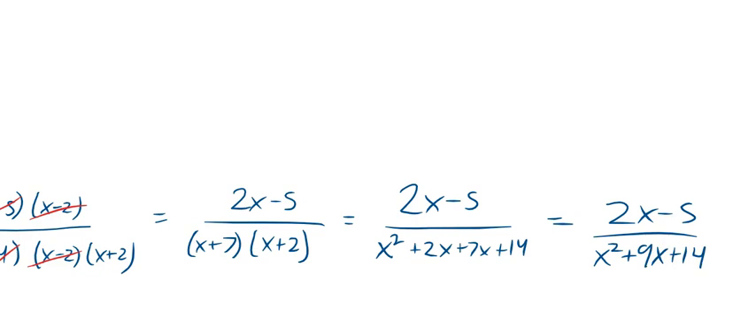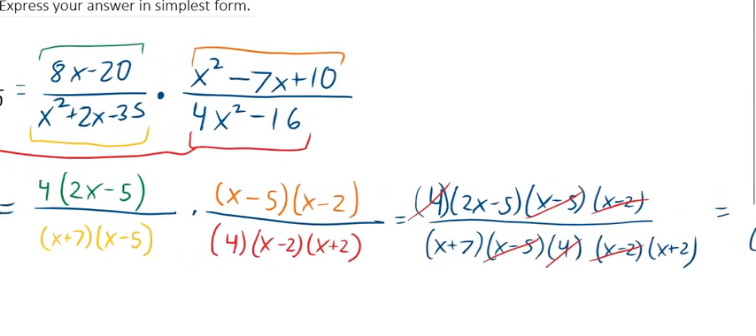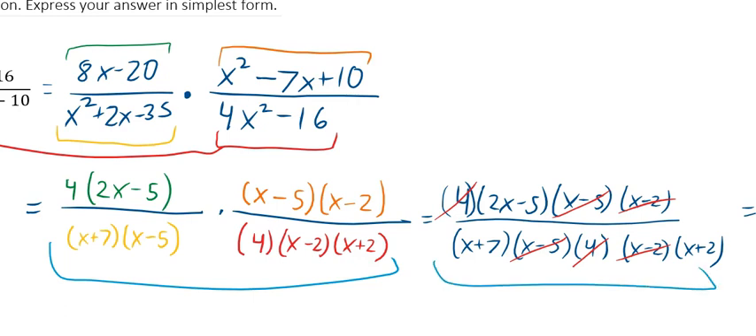I know what you're thinking. You've been watching this, I've done a few now, and at this point you're going, why does he have to take a step to go from here to here? All he did was he took out that multiplication symbol and wrote it as one big fraction. That's fine, you do that.